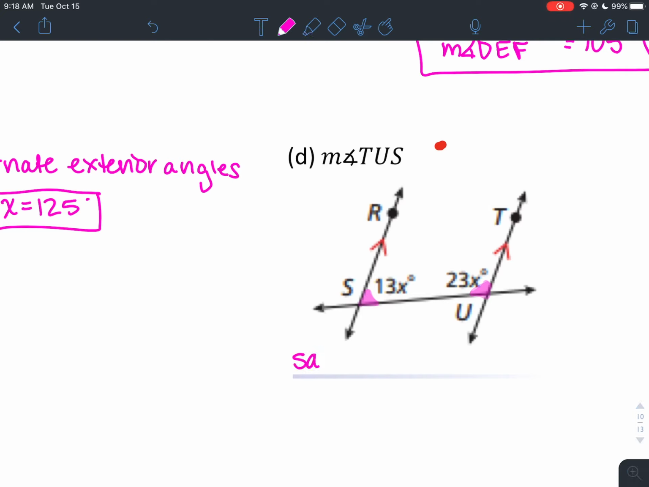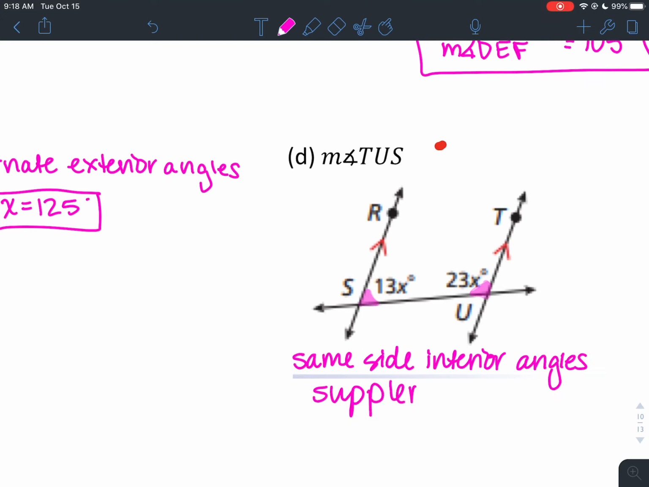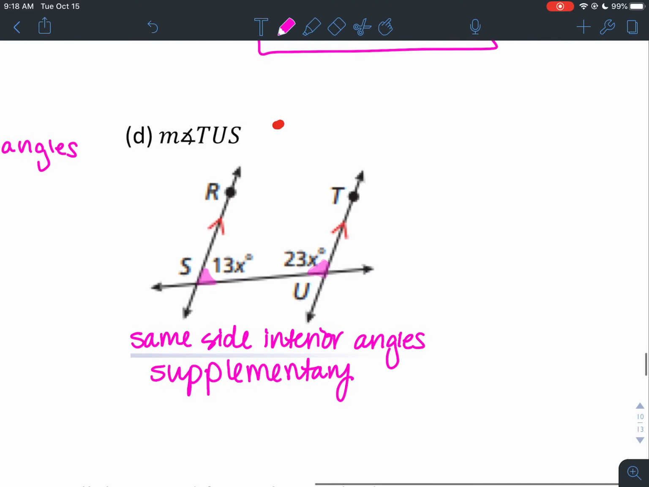So first I'm going to write same side interior angles, but that means supplementary, whereas all of the other ones were congruent. So supplementary means they're going to add up to 180 degrees. So supplementary, we can take that S and turn it into an 8. So that means 13x plus 23x is going to equal 180 degrees because they're supplementary.